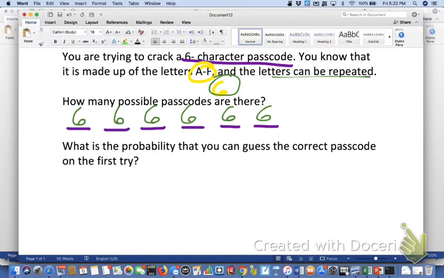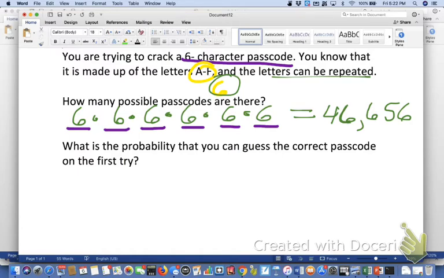So to find out how many possible combinations of passcodes there are, you're simply going to take all of these 6s and you're going to multiply them. So I'm going to multiply 6 times itself 6 times. And if I do that, I get 46,656.